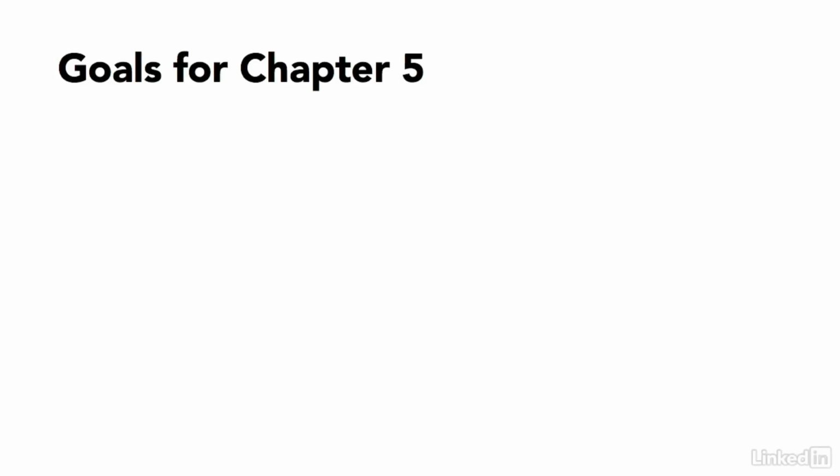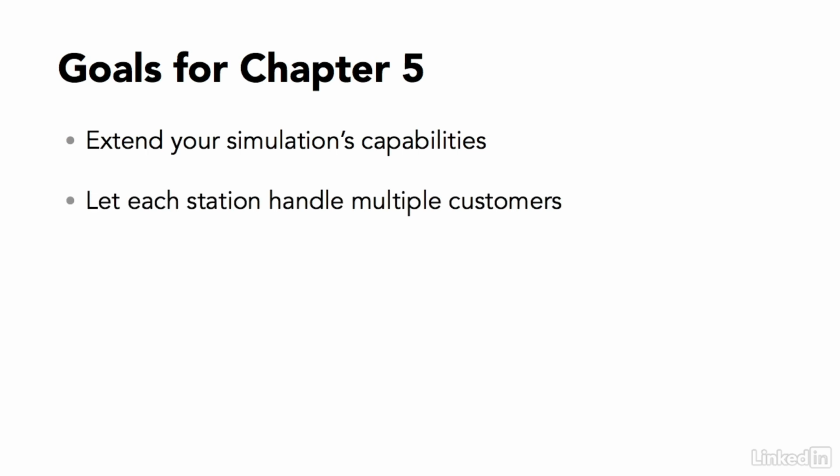So far in this course, we have created a simulation that allows multiple customers to enter a business process that also has multiple stations. In this chapter, I will show you how to extend your simulation's capabilities. First, I will show you how to add code that will let each station handle multiple customers at a time. For example, if you have a sandwich shop, you might have 2 employees taking orders, 1 picking out bread, 2 putting toppings on the bread for separate customers, and so on.